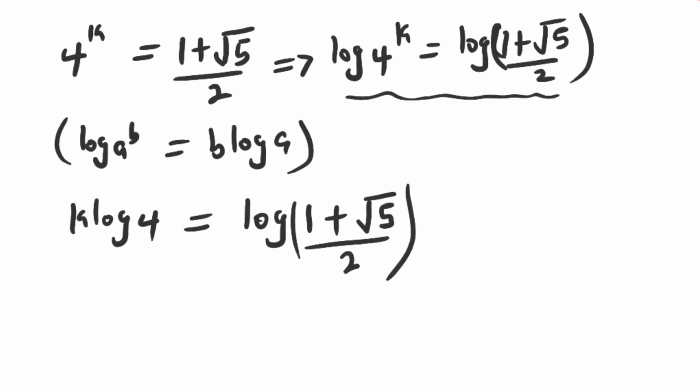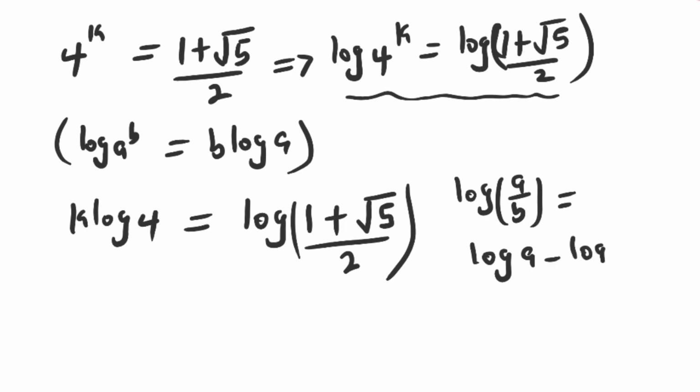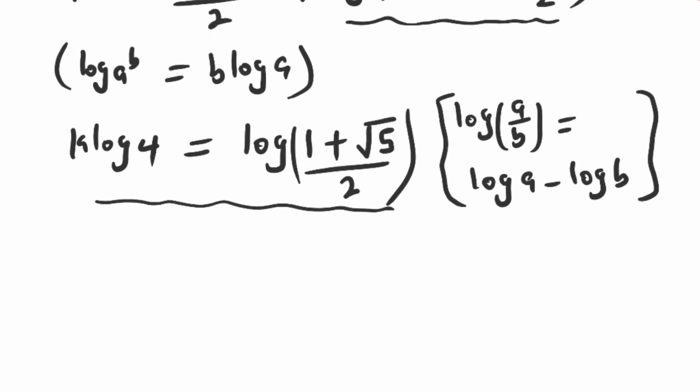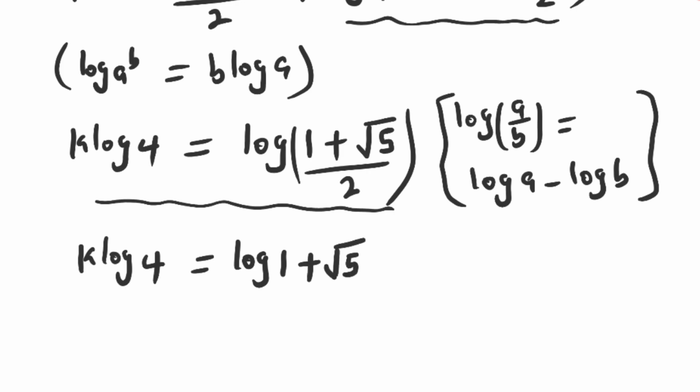Now, take note of this, that if you have log a over b, this is equal to log a minus log b. So the whole of this can be written as k log 4 is equal to log of 1 plus root 5 minus log 2. Now let's divide both sides of this equation by log 4.